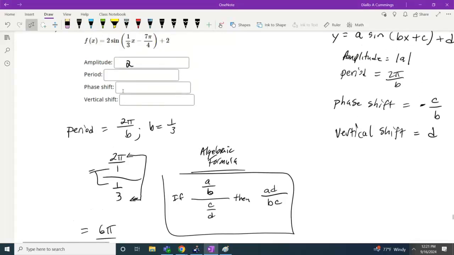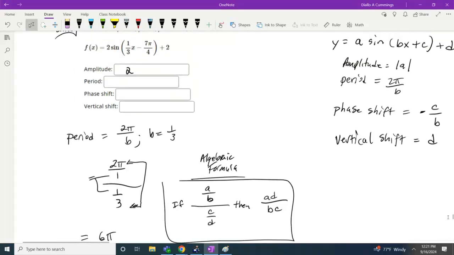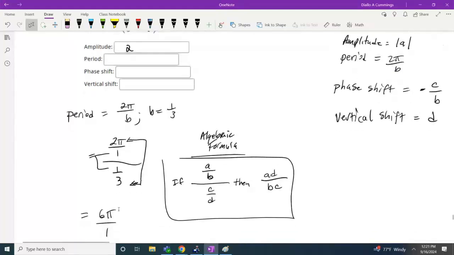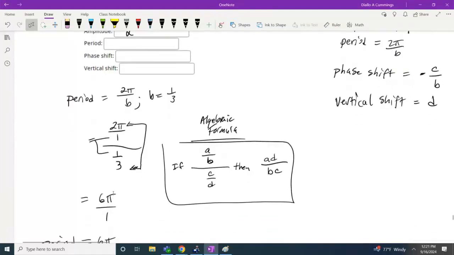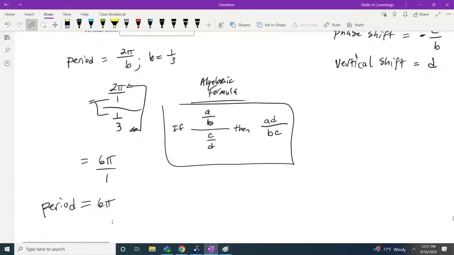So I simply took b, which is the coefficient of x, and put that in my denominator, 1/3. In the numerator, I changed 2 pi to 2 pi over 1. And then I used this little formula to simplify complex fractions. I multiply the very top and the very bottom. So 2 pi times 3 is 6 pi. Notice that goes in the numerator. And I can multiply the bottom of the top and the top of the bottom. That gives me 1. So the period is 6 pi.